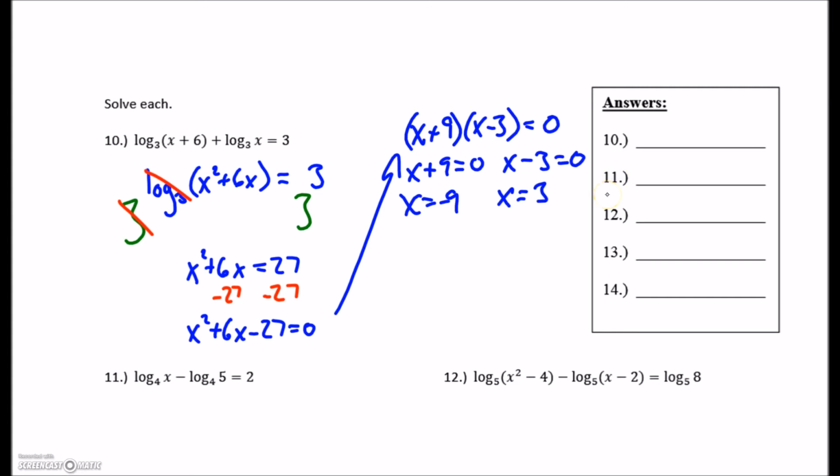But when I try to plug these back in, remember, negatives don't work when we try to plug them into a logarithm. So the only valid answer that I get here is x equals 3. The negative 9 ends up being an extraneous solution. Okay?